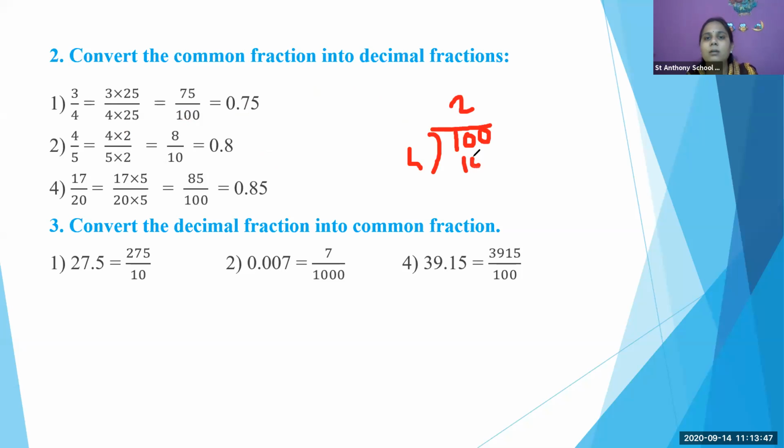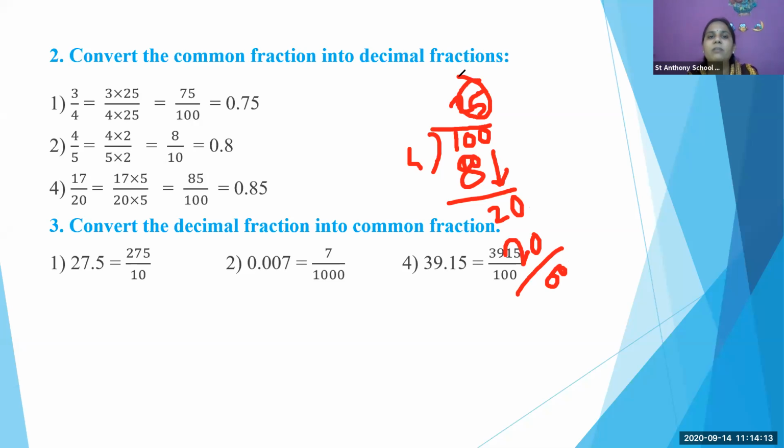Now 4 2s are 8. Sorry, 4 2s are 8. Now 10 minus 8 is what? 2. And this 0 will come down. That means 0 here it will come. Okay. Now 4 5s are 20. So what is the answer? 25, right? 25 is the answer.